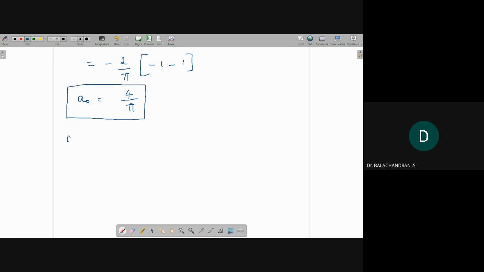So now try to find a n. You can also try independently. You need to practice like this. So 1 by L, L is pi, minus pi to plus pi, f of x, mod sin x, into cos n pi x by L. L is pi, pi gets cancelled, into dx. Now this is an even function, this is also an even function. The product of two even functions is an even function. The limit is from minus pi to plus pi.